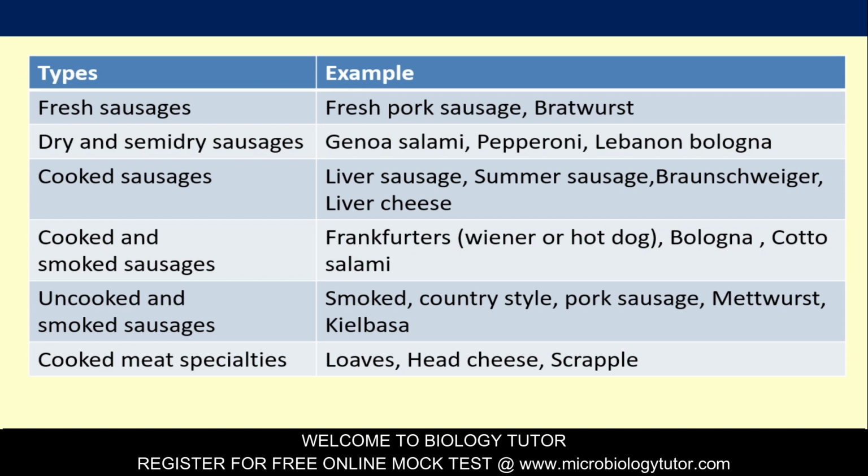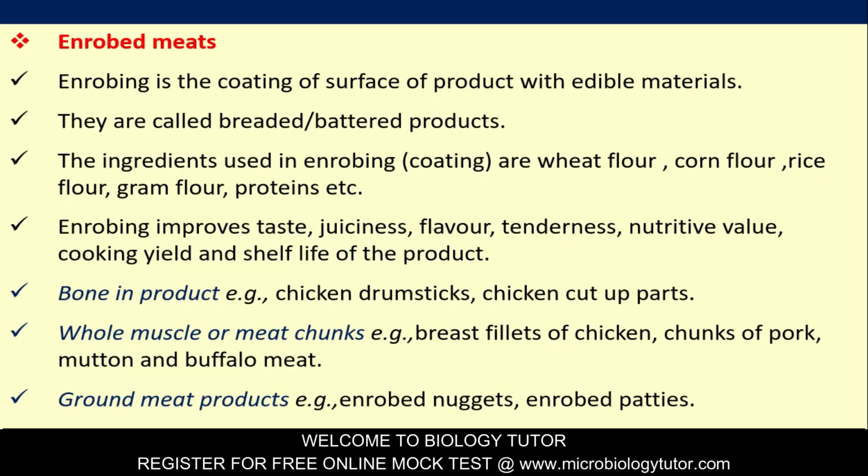Types and examples are listed in this table. Fresh sausages: fresh pork sausage, bratwurst. Dry and semi-dry sausage: Genoa salami, pepperoni, Lebanon bologna, and up to cooked meats. Specialties like loaves, head cheese, scrapple, etc.